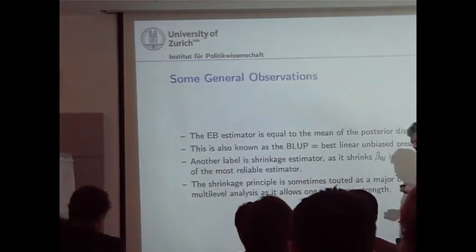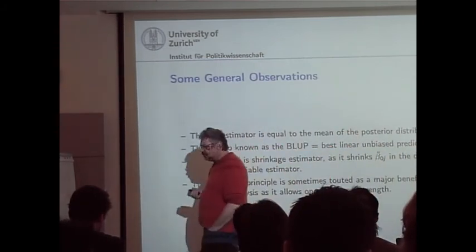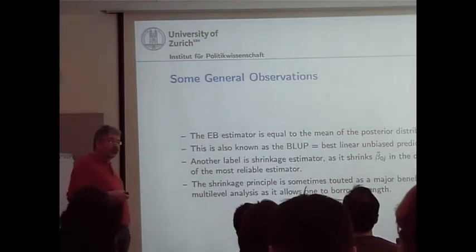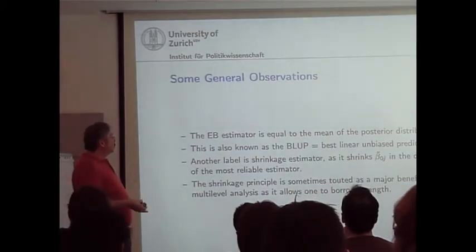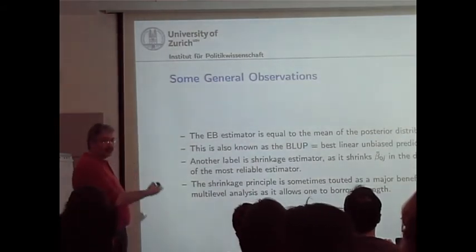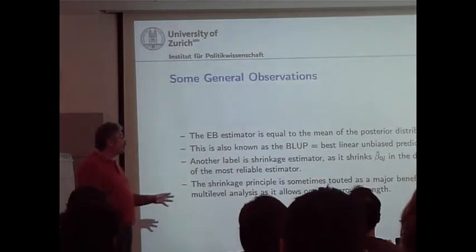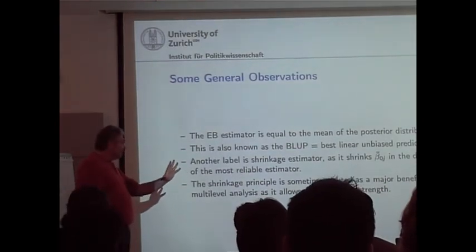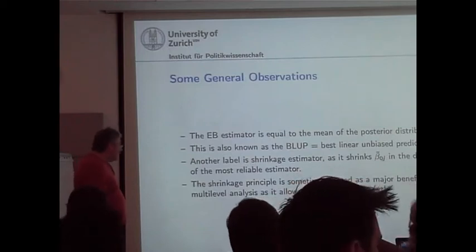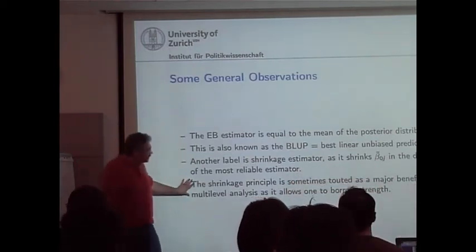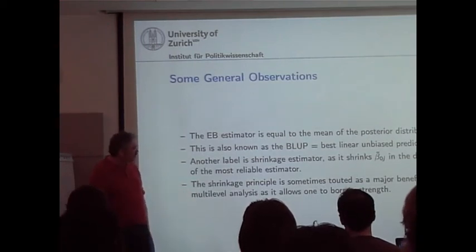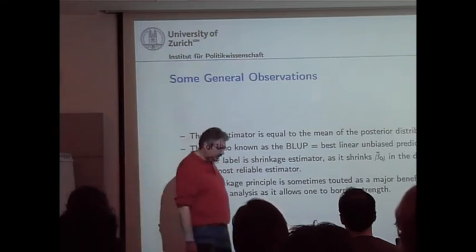Now, there are some other terms under which this goes. It's the mean of the posterior distribution. It's also known as the best linear unbiased predictor. It's also known as a shrinkage estimator because it shrinks in the direction of the most reliable estimator. And this shrinkage principle is sometimes touted as a major benefit of multilevel analysis because it allows for borrowing strength.